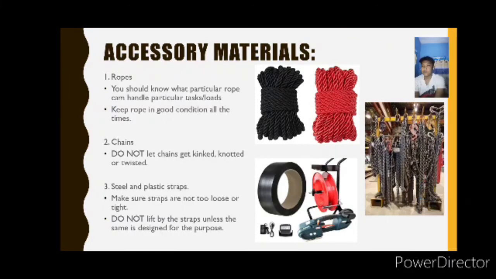Accessory materials. Number 1, ropes. Number 2, chains. Number 3, steel and plastic straps. Una, ropes. You should know what particular ropes can handle particular task loads. Siyempre, for example natin dito ay yung barko. Yung tali ng barko, pwede ba natin gamitin sa pantali ng kalabaw? At yung pantali ng kalabaw, pwede ba natin gamitin sa tali sa barko? Di ba hindi? Next, keep rope in good condition all the time.